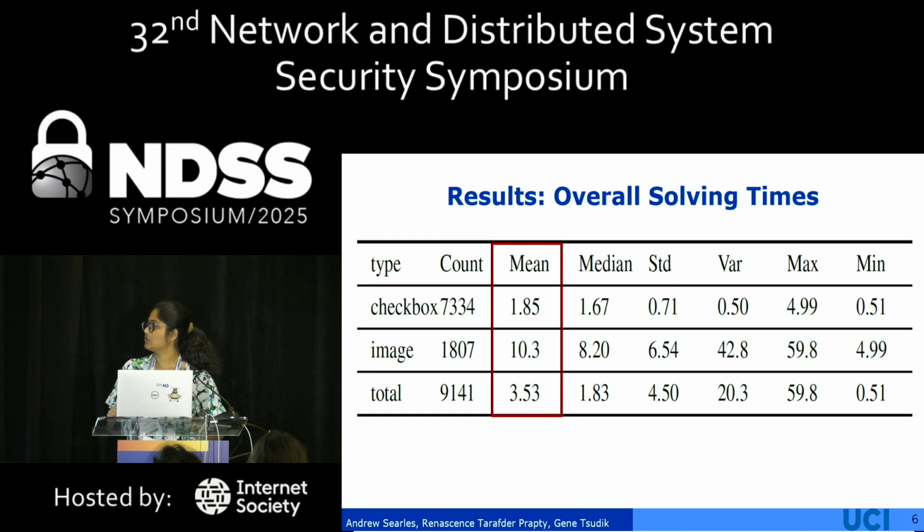Now we shall go over some results. We show the solving times of reCAPTCHA here. All the times here are in seconds. We calculate the total solving time and also separately the checkbox and image solving times. Here the solving time includes the time starting from when the CAPTCHA was rendered to the time when the user clicked the submit button.